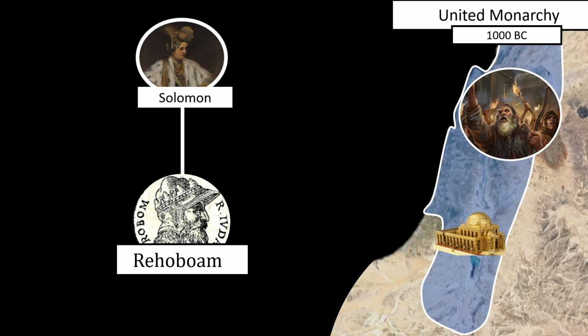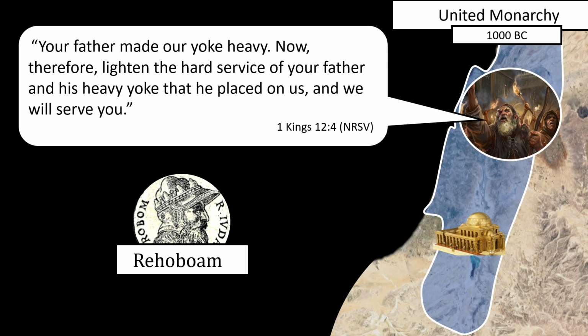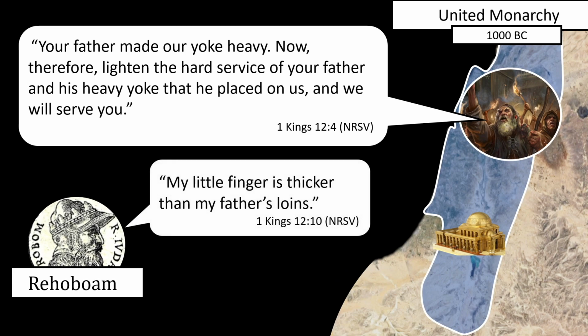When he's on the throne, the north of the country gives Rehoboam an ultimatum, saying, quote, "Your father made our yoke heavy. Now, therefore, lighten the hard service of your father and his heavy yoke that he placed on us, and we will serve you," end quote. Now, in response to this very reasonable request from the north, Rehoboam responds in a terrible way, saying, quote, "My little finger is thicker than my father's loins," end quote. Which has to be the silliest thing you could possibly say to an angry mob. To put it in today's language, Rehoboam is basically saying, "You think my father was harsh? Just wait to see what I do."